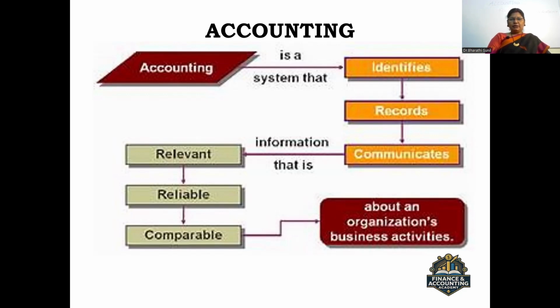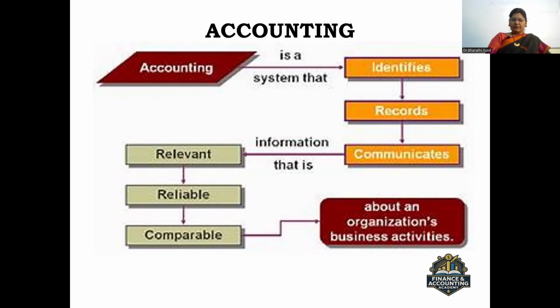As you all know, accounting considers only financial transactions like purchasing of goods, payment of salaries, payment of interest, and selling of machinery. Only financial transactions will be identified in our business. Next, records. Whatever transactions relating to finance we have identified, we will enter in our books in chronological order.